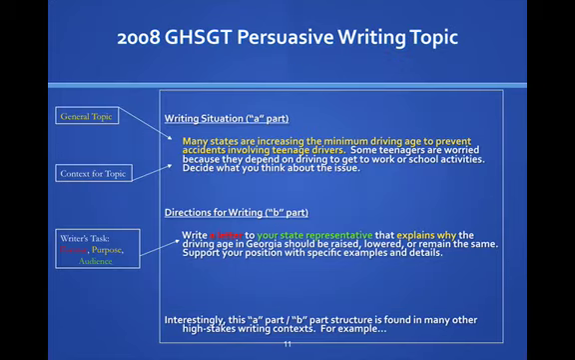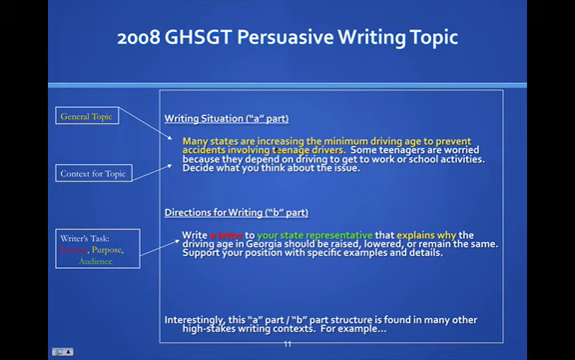Now here's an example of the Georgia High School graduation test persuasive writing topic. Now you may recognize this because this is actually a topic that, if you're in 9th grade, you wrote about earlier this year. You have the writing situation, which is part A, and then you have the directions for writing, which is part B.